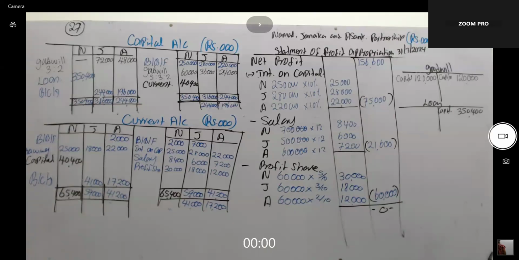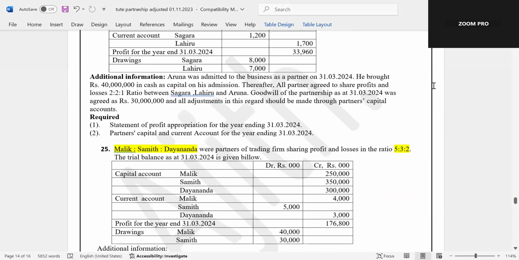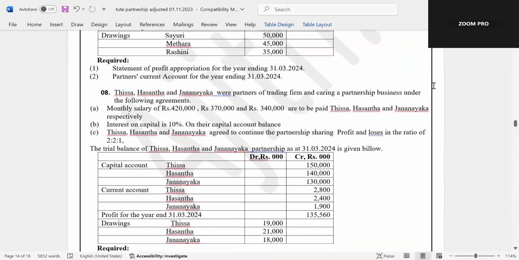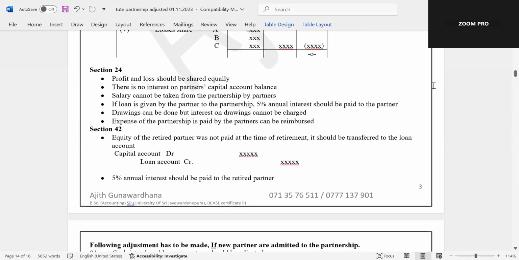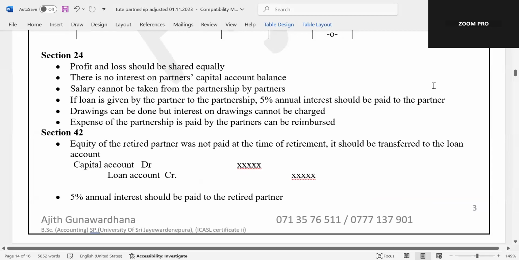Partnership Act. There are two sections we have to consider: section 24 as well as section 42. Section 24 is applicable if agreements have not been given. Think about legal requirements also. When preparing partnership sums we should consider the Partnership Act, the 1890 Partnership Act. A separate act is available for partnerships. It has been given in the theory part from the beginning. Section 24 and section 42 are given on page number 3.